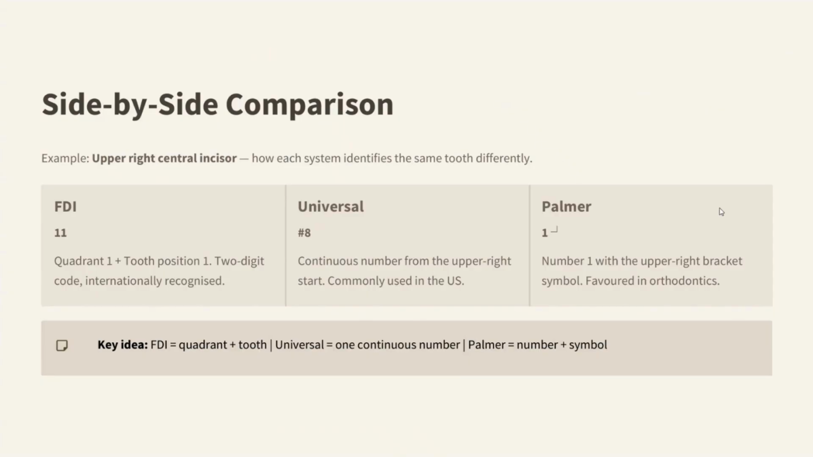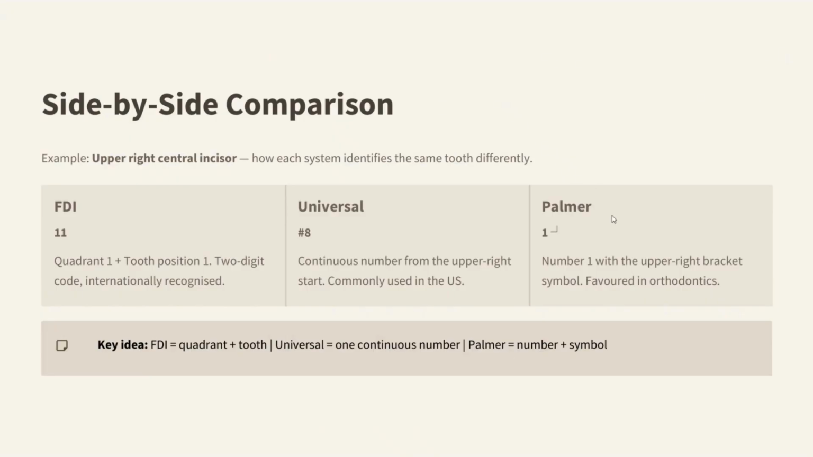All right. So now let's do a quick comparison. Let's take the upper right central incisor as an example. First of all, in our FDI system, it is written as 11. The first digit is representing our quadrant and the second digit is going to represent our tooth position. It is also internationally recognized. Then in the universal system, it is tooth number 8. Because the numbering runs continuously from the upper right towards the upper left, you have to imagine that image, and in that way you will be able to tell that it is tooth number 8.